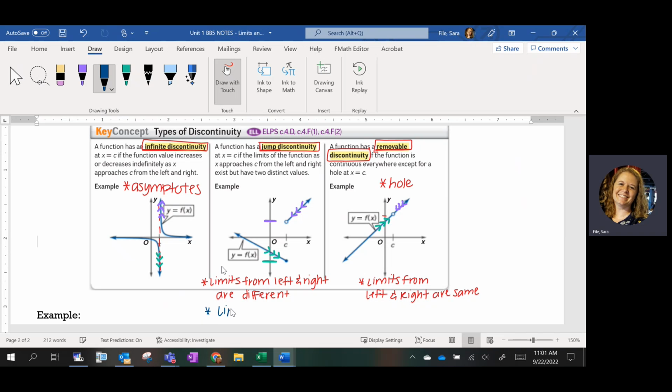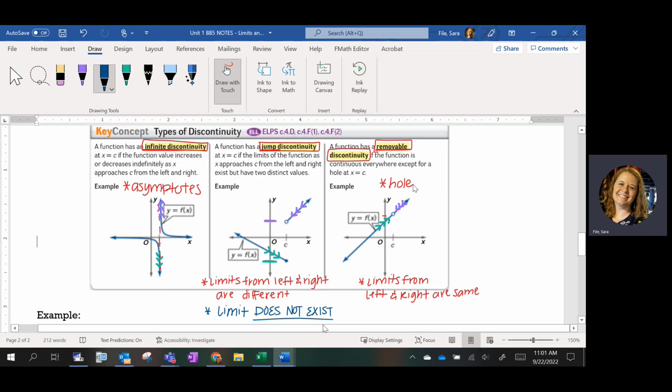the limit does not exist. If the limit from the left and the limit from the right are different, the limit does not exist at x equals c, or as x approaches c, I should say.